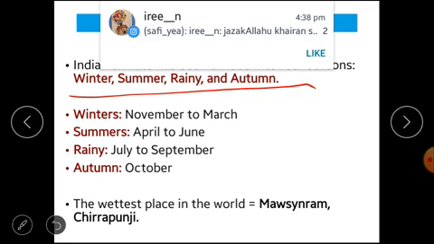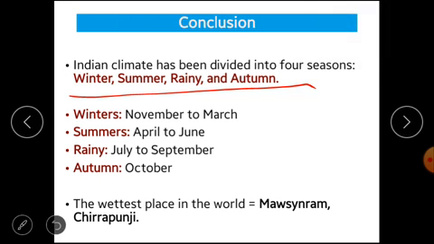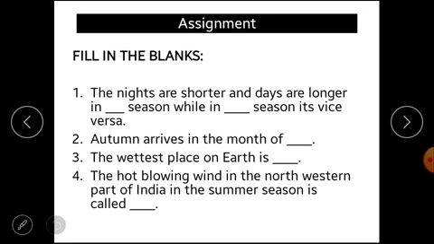The winter season starts in the month of November and completes in the month of March. Then summer starts from April and stays up to June. Rainy season starts from July to September, and autumn arrives and leaves in the month of October. And the most important point that the wettest place in the world is Mausin Ram, Cherrapunji, which is in the state of Meghalaya.